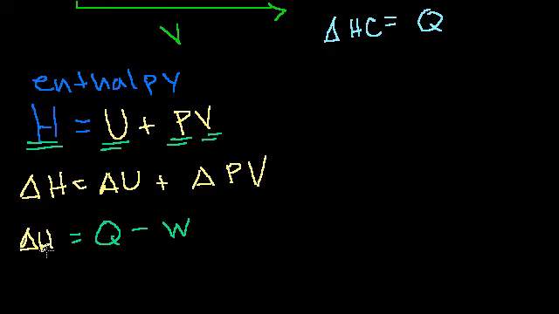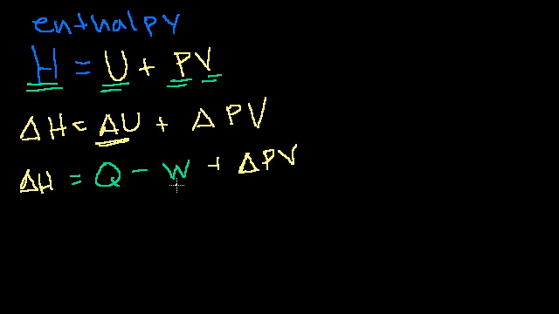The change in enthalpy is equal to the heat applied minus the work done. That's just the change in internal energy. And plus delta PV. This is just from the definition of my enthalpy. Now this is starting to look interesting. What's the work done by a system? So I could write the change in H, or enthalpy, is equal to the heat applied to the system minus the work done by the system.